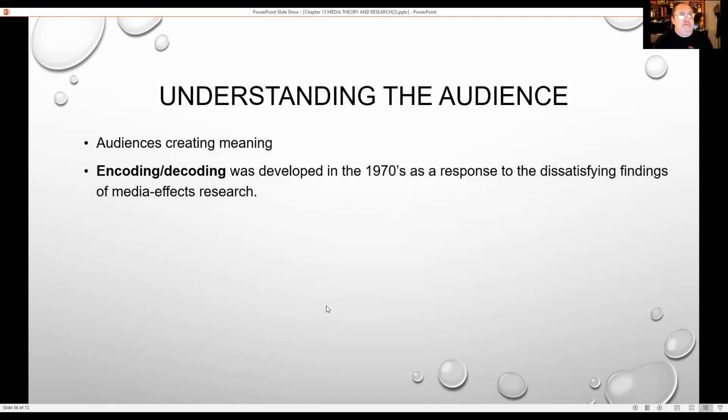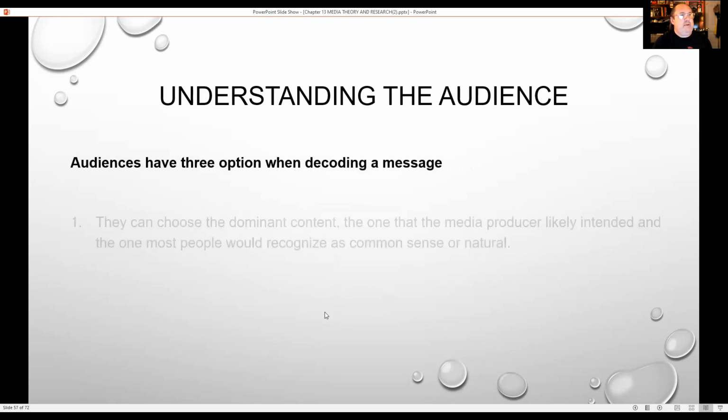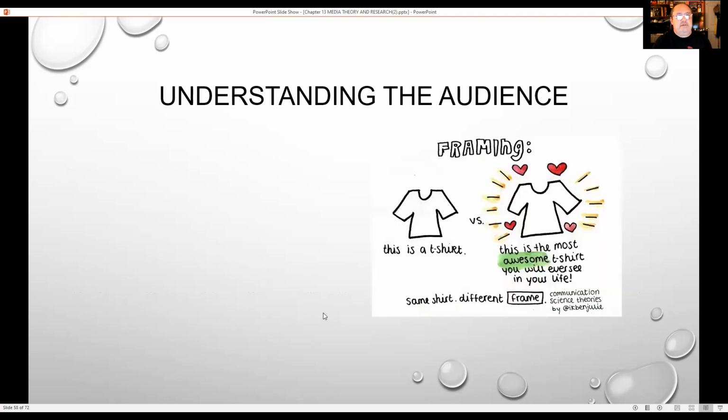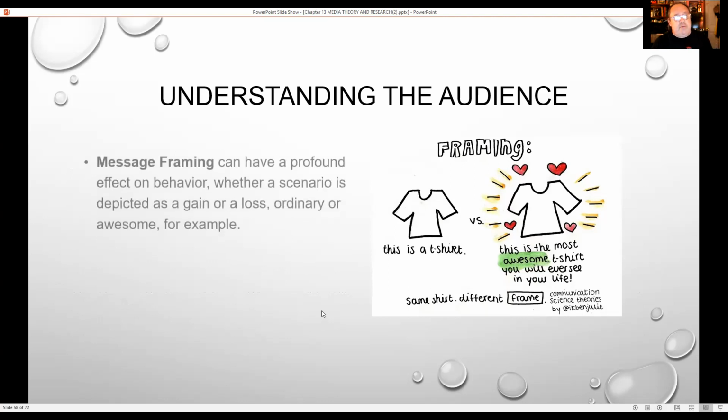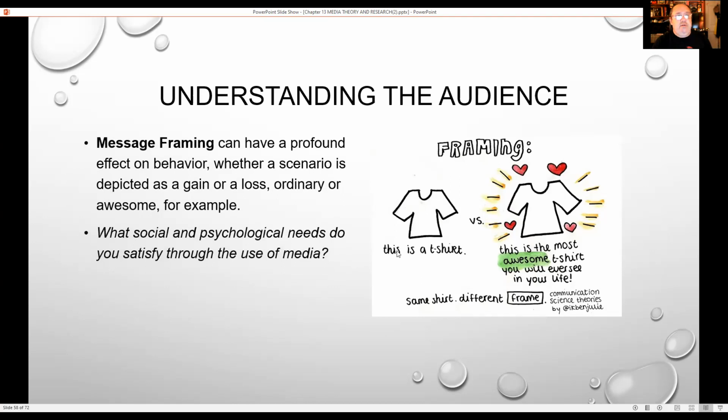Audiences create meaning. We talked about encoding and decoding already. Some of this is repeating what I've said already at the beginning of the lesson, and it just reinforces it. We've already talked about framing in this class, message framing. And in ads, we do this. Someone wants to do an ad for a t-shirt. You want to make it look wonderful and something to buy. It may just be a t-shirt, but to get people to buy it, how are you going to tell them?